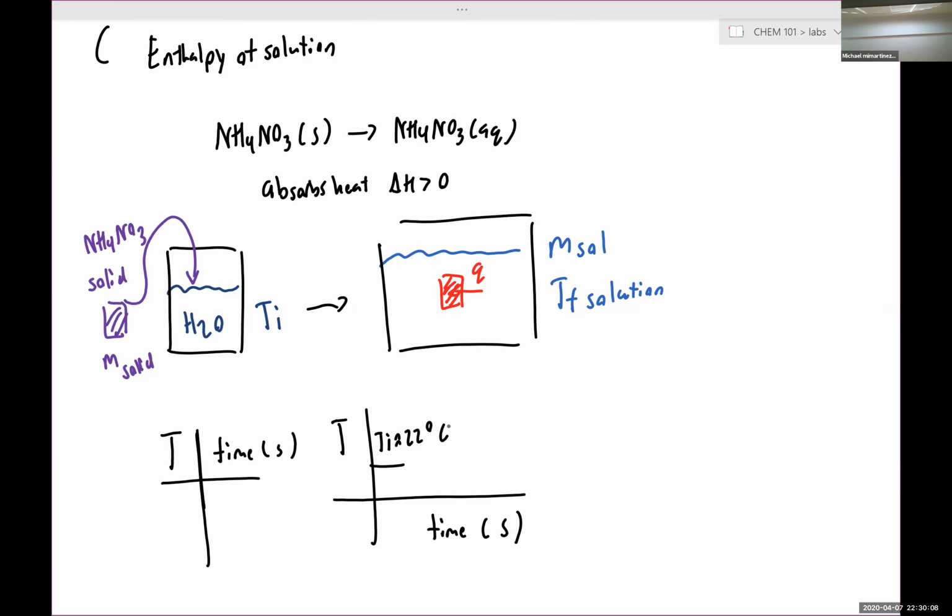If I told you that when we dissolve ammonium nitrate, this physical process absorbs heat, what will happen to the temperature of our water? Just think of crushing a cold pack. What happens to the temperature of the water in the cold pack? Does it increase or decrease? It decreases, right? Exactly. So our temperature is going to drop and then rise again. Sorry, let me show that a little more clearly.